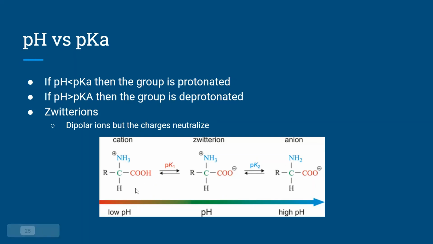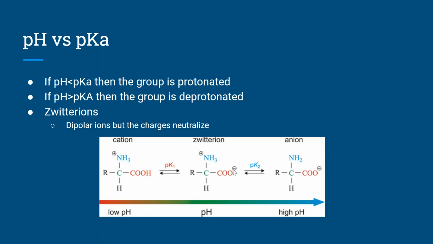And then on the left side, you can see at low pHs, both groups are protonated. So the amino group is protonated and has a positive charge, while the carboxyl group is protonated and has a neutral charge. And because of the positive charge on the amino group, the whole amino acid is positively charged as a result.